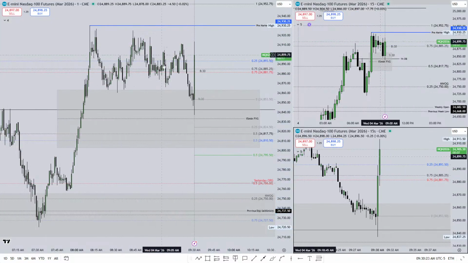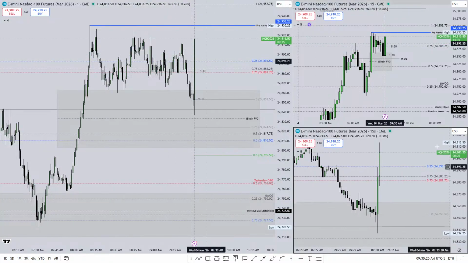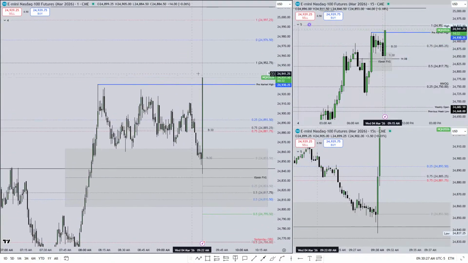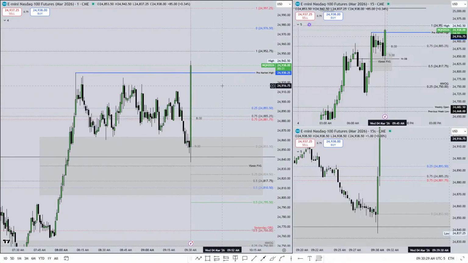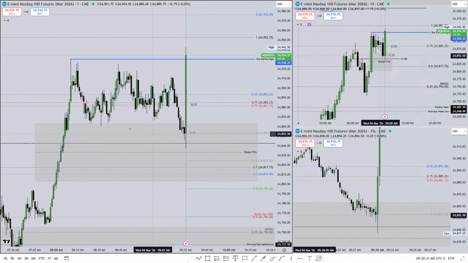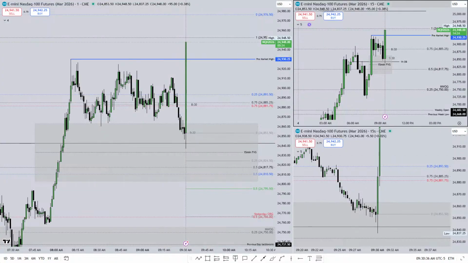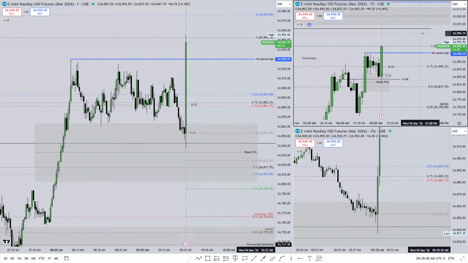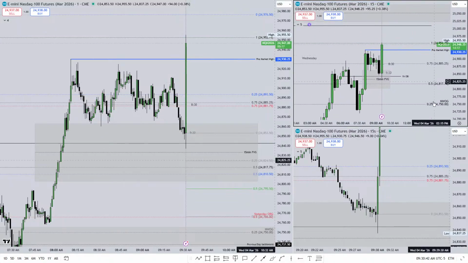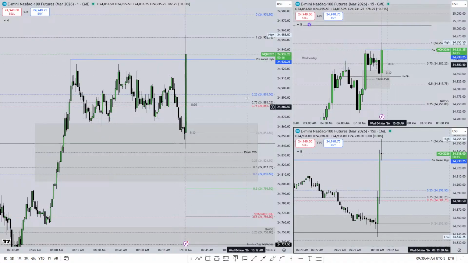All right, so we're getting an immediate move higher right here. We have 10 a.m. news. Equal highs hit after sweeping relative equal lows. High of the new week opening gap.